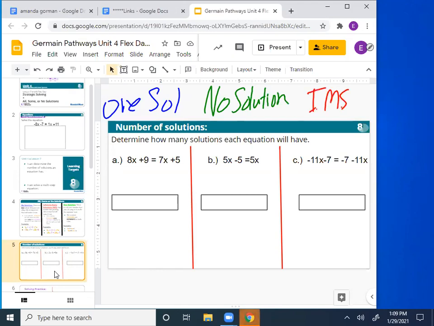I want you to look at these three equations here and determine how many solutions each one of these is going to have. I'm going to give you 2 minutes to independently do this right now. Once you're at home, if you get answers, you can say A is, B is, C is. Let me know.